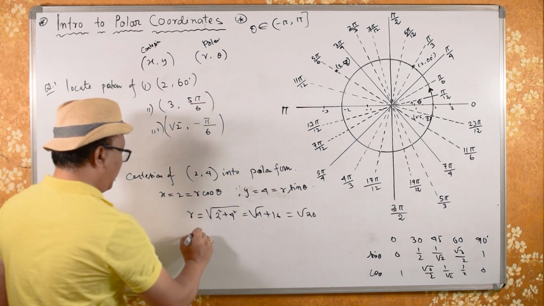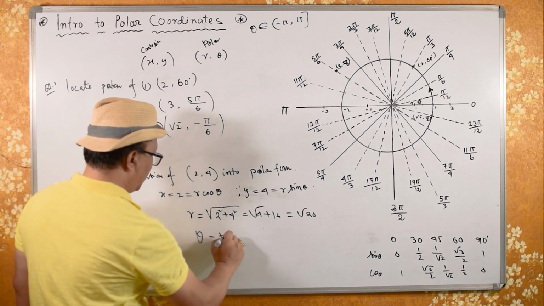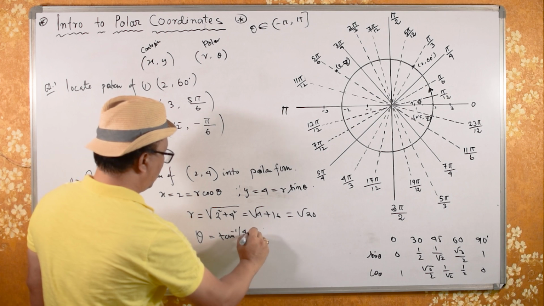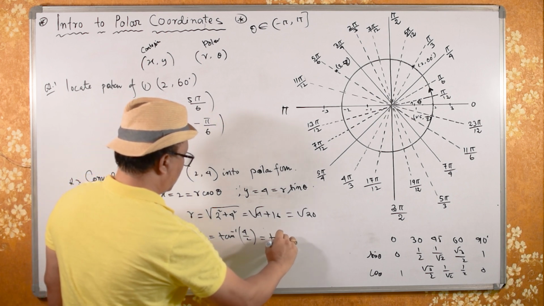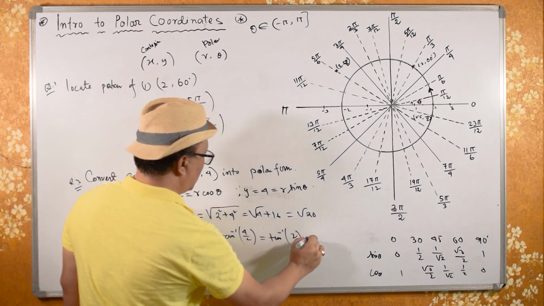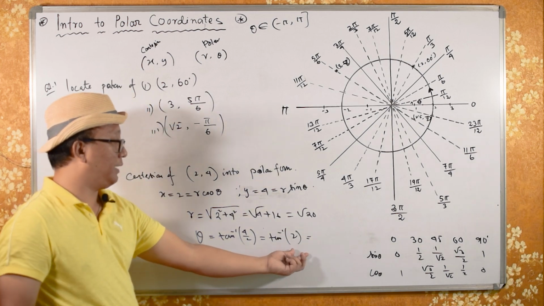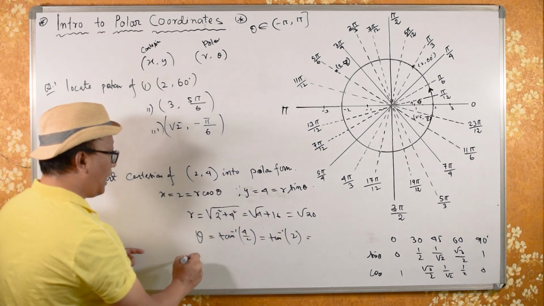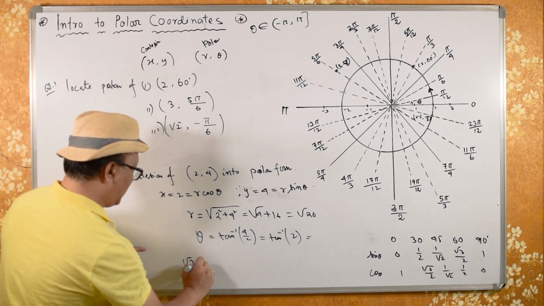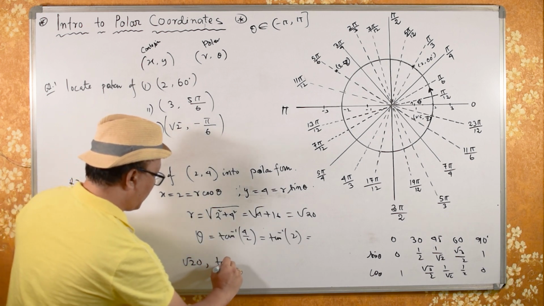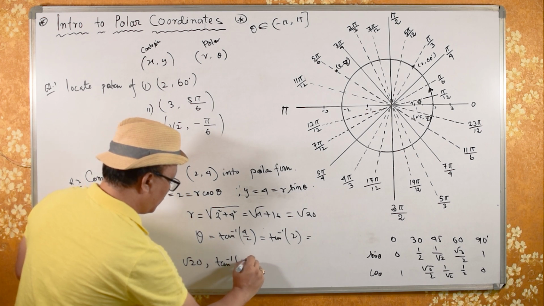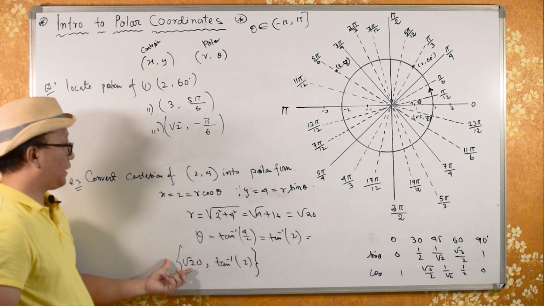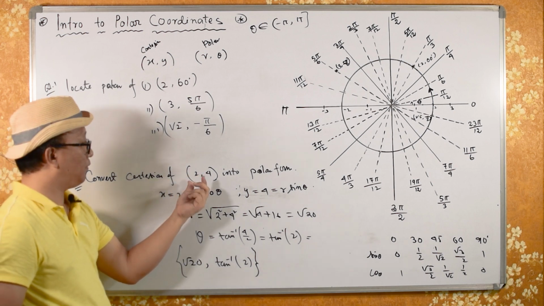Similarly, you can find θ equals tan inverse of y by x, which means 4 by 2, tan inverse 2. From a calculator you can find its value. Therefore, from Cartesian we have r is root 20, and the angle is tan inverse 2. This is the polar form for this Cartesian point.